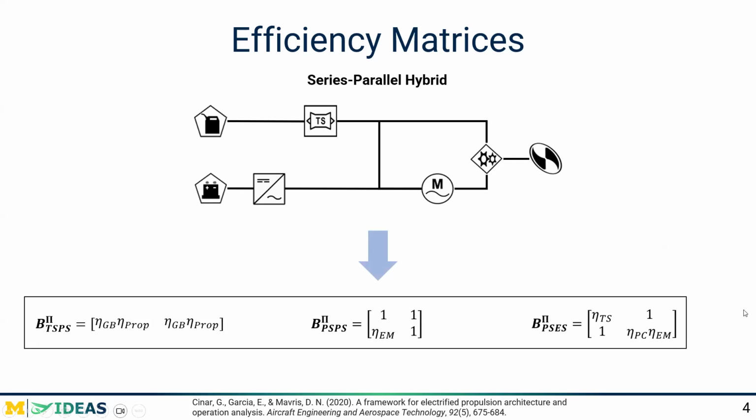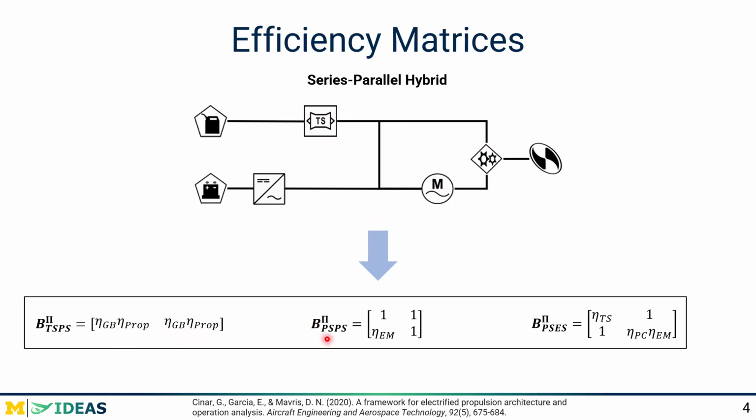So again, they are the same size as the architecture and operational matrices. All that the entries represent is the efficiencies of the upstream components. So for example, in the TSPS matrix, if we travel along this route or path, we encounter the gearbox and the propeller. So when we're figuring out the power required by the turboshaft engine, we have to consider the efficiencies of the gearbox and the propeller. We have to do the same thing for the electric motor.